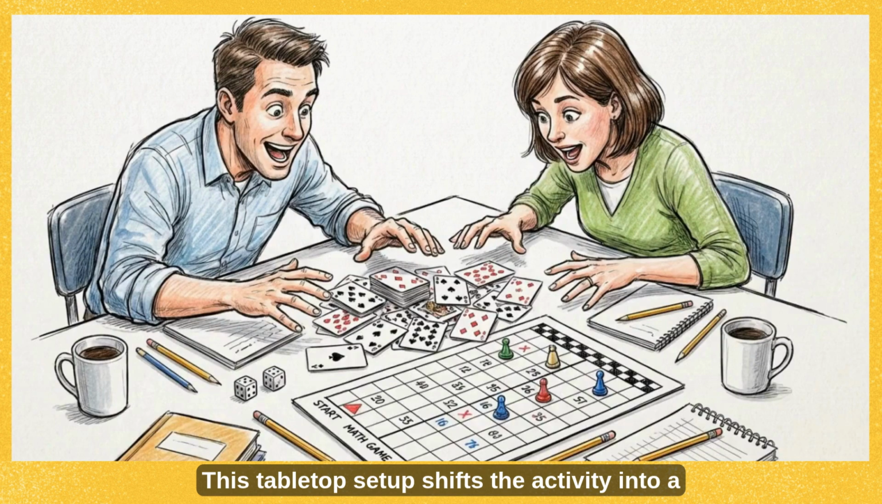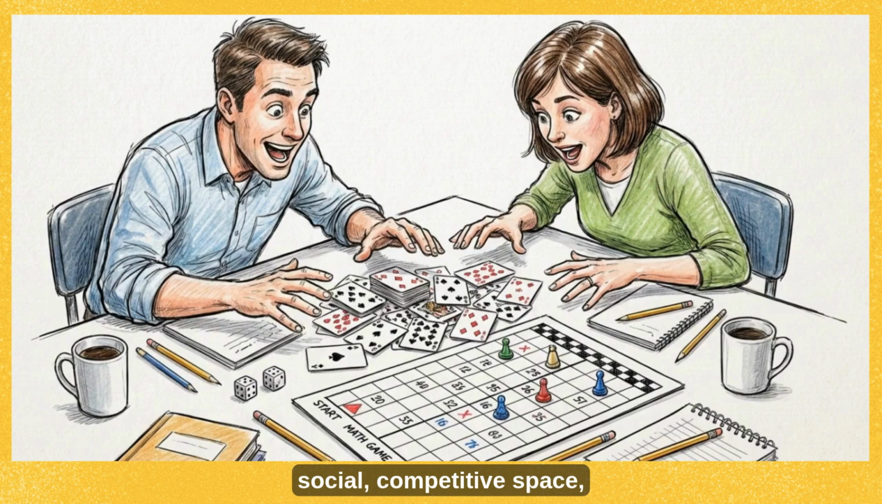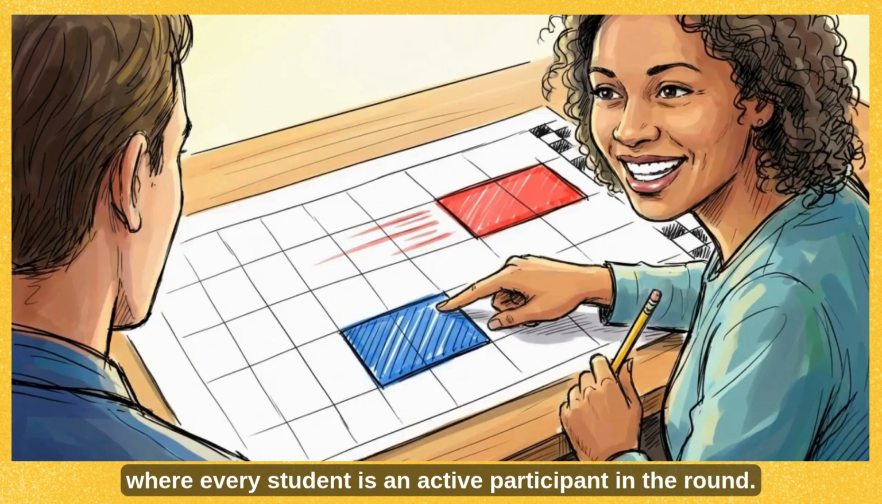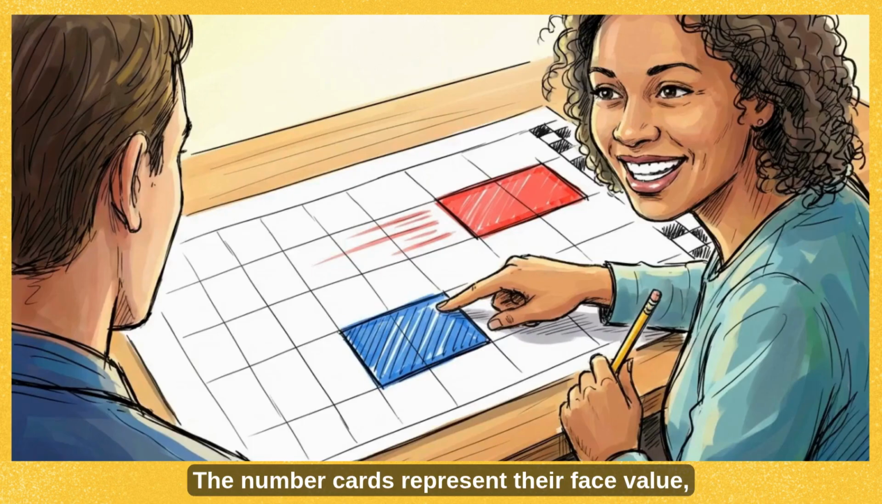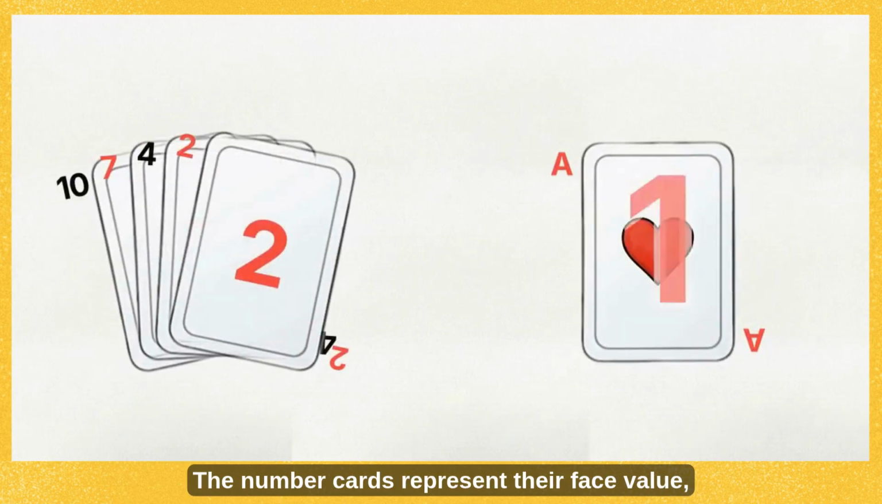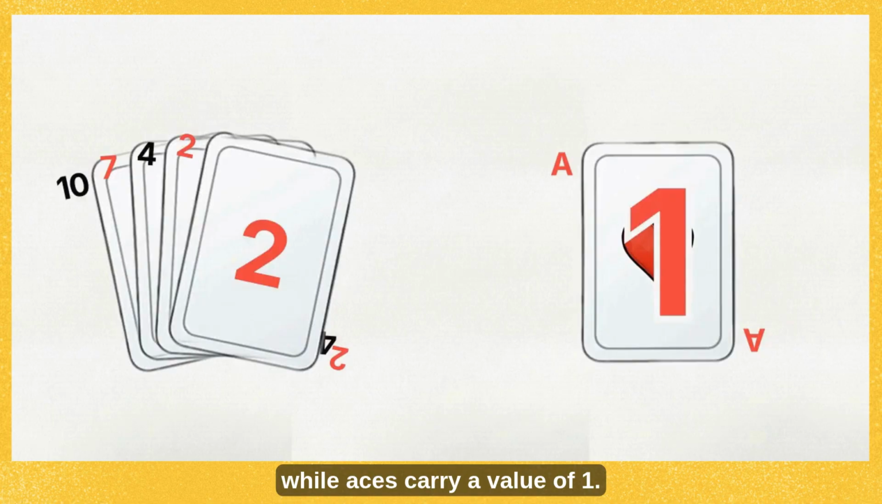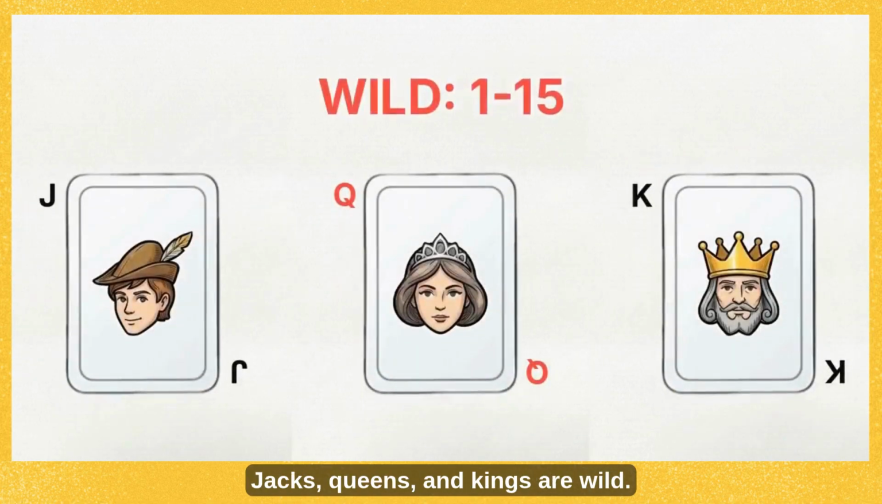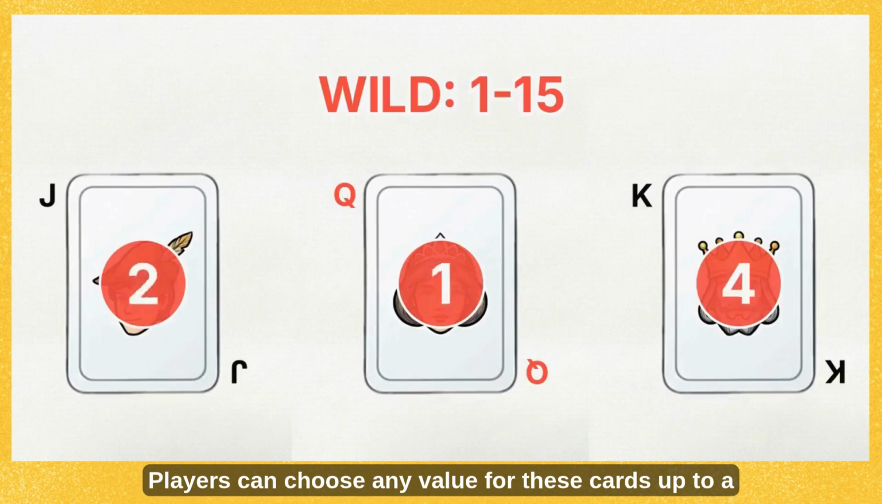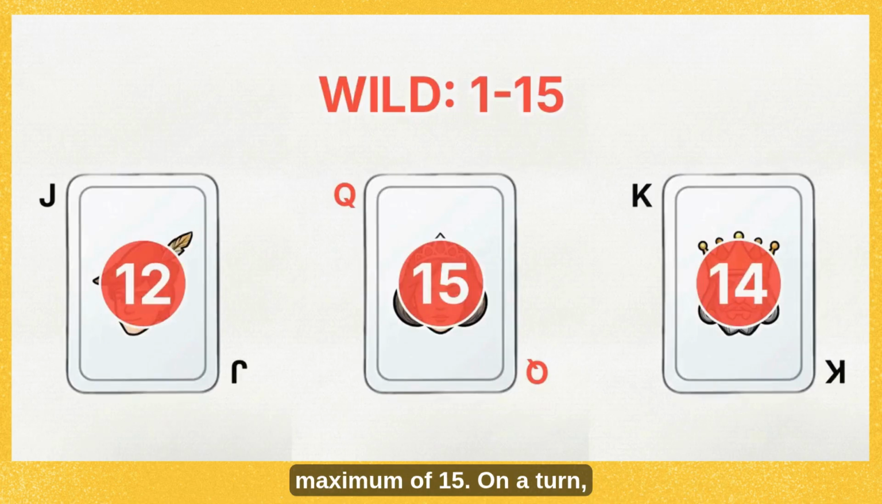This tabletop setup shifts the activity into a social, competitive space, where every student is an active participant in the round. The number cards represent their face value, while aces carry a value of 1. Jacks, queens, and kings are wild. Players can choose any value for these cards up to a maximum of 15.